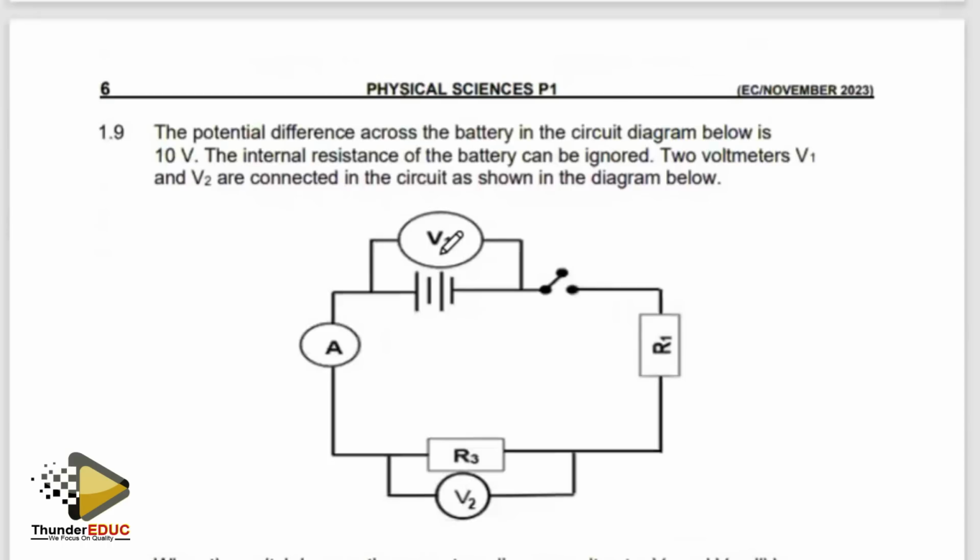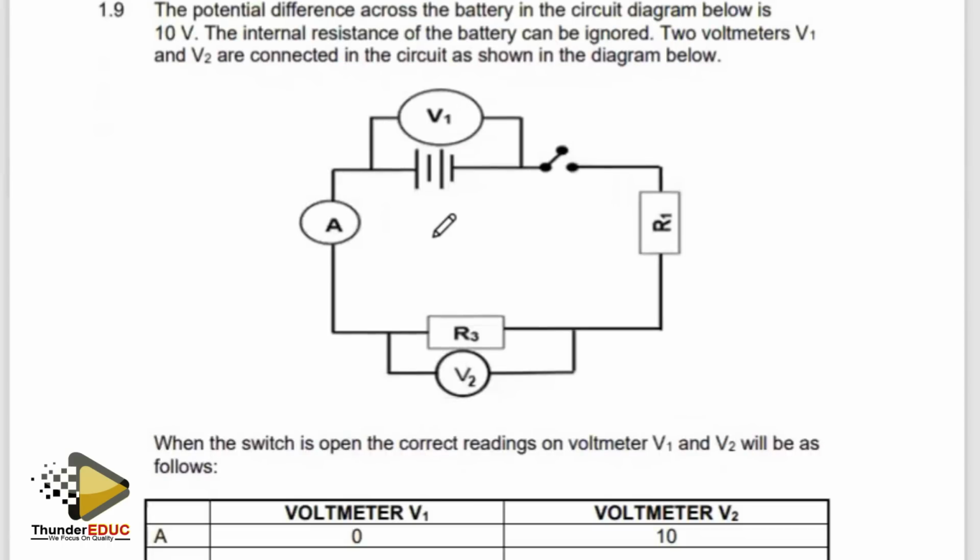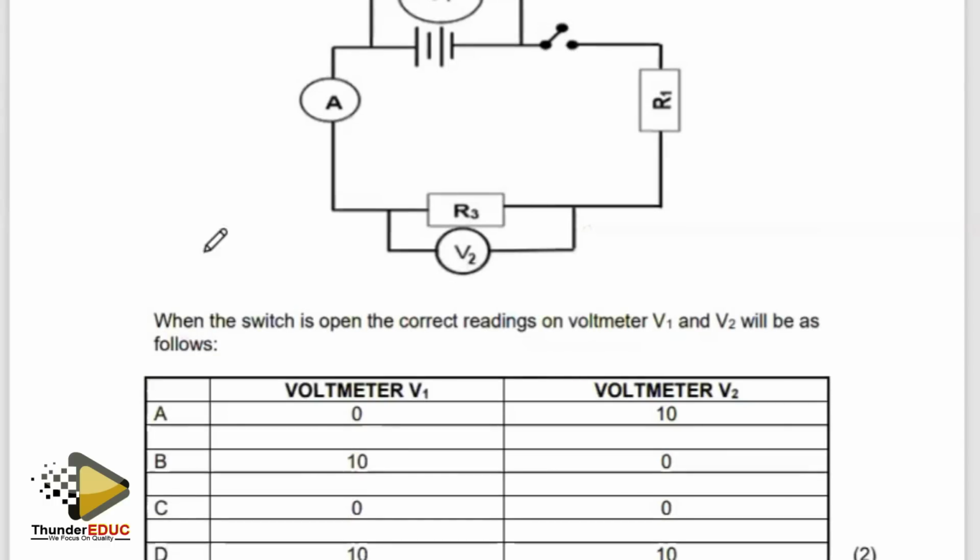Then 1.9, we have an electric circuit. The potential difference across the battery in the circuit diagram below is 10V, so our PD is 10. The internal resistance can be ignored, it's not for our level. Two voltmeters, V1 and V2, are connected in the circuit. What we can see is that these resistors are in series, which means the current passing across is the same, but the potential difference is different.